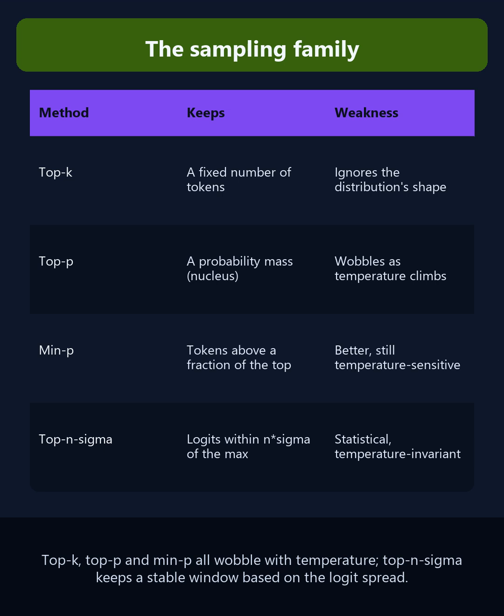Here is the family on one slide. Top K keeps a fixed number of tokens, ignoring the actual shape. Top P, or nucleus, keeps a probability mass but wobbles as temperature climbs. Min P is a smarter relative cutoff, better but still temperature sensitive. Top-nσ keeps everything within n standard deviations of the top logit, giving a stable, statistically grounded window that does not care how hot you run it.